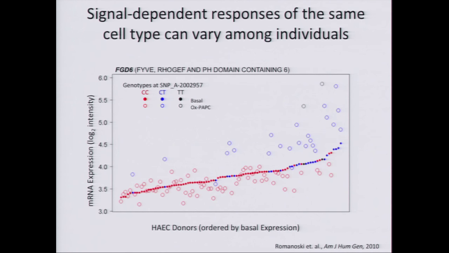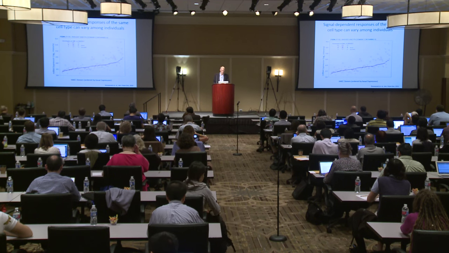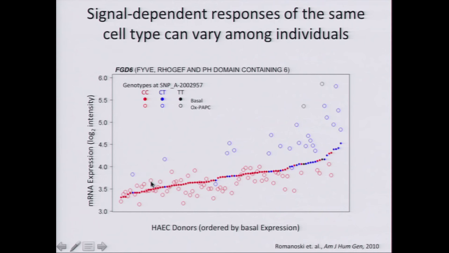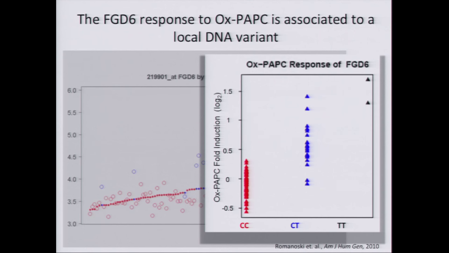And then in addition to this basal expression, these cells have been treated with a substance called OxPAPC. It's an oxidized phospholipid. It's thought that this is a very important molecule in driving the pathogenesis of atherosclerosis. And you can see that each individual has a variable response to the exposure of this treatment. This is shown in the open circles, where some individuals respond quite dramatically and other individuals respond either not at all or actually negatively. And this response is actually linked to genetic variation and, in fact, dependent on the genotype.